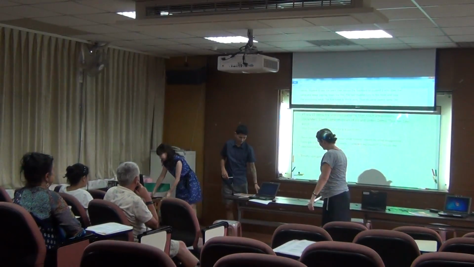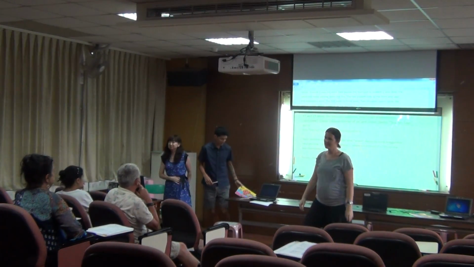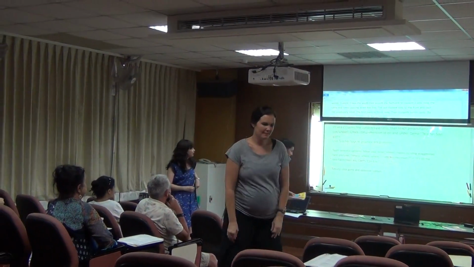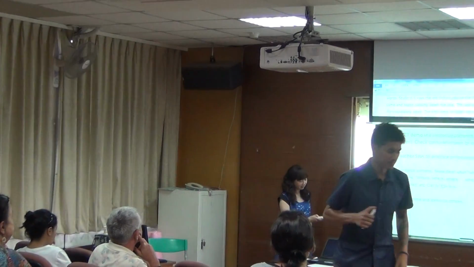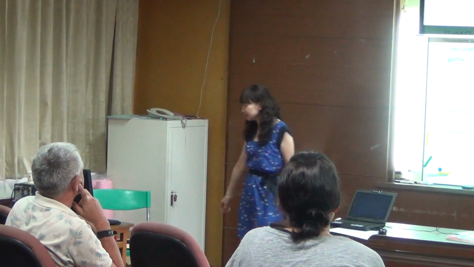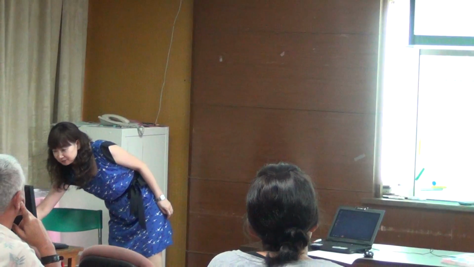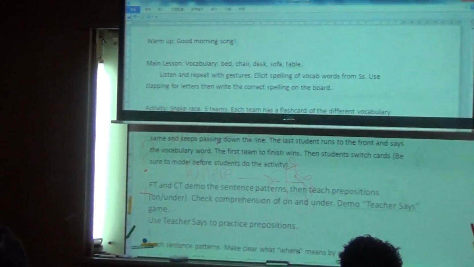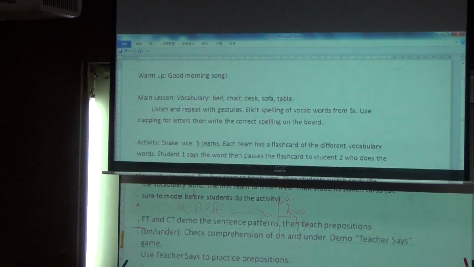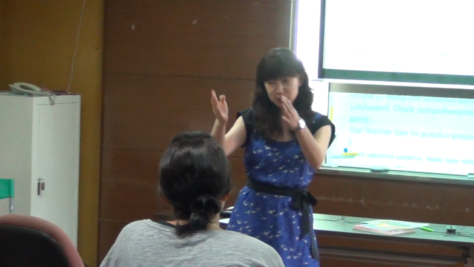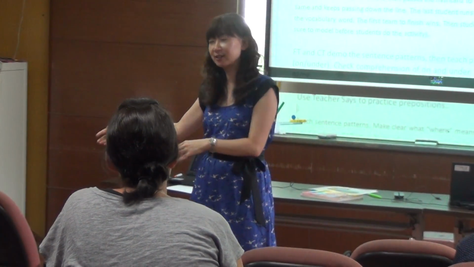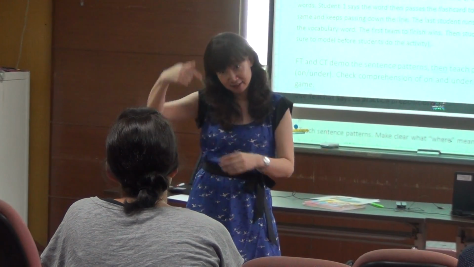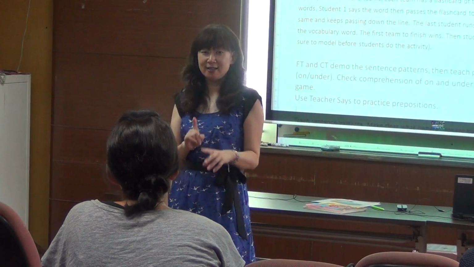All right, feedback. A couple things that you have to remind yourself. For the first activity, they were doing this snake race, right? And you said put the kids into 5 teams. So you just use the regular setup. You give each table a flashcard, and they pass it, and then the last kid will come. All right, think about it.